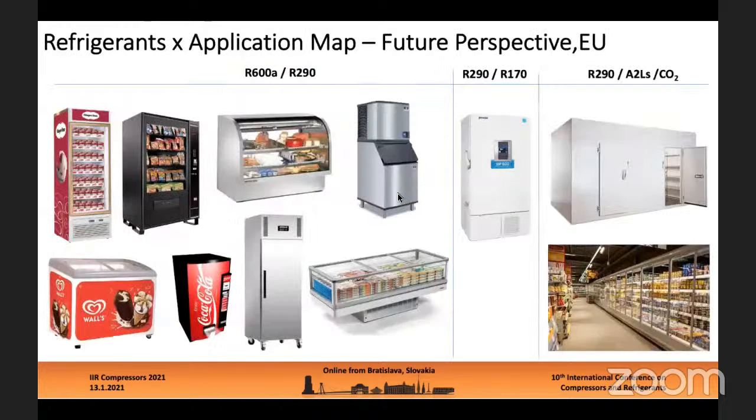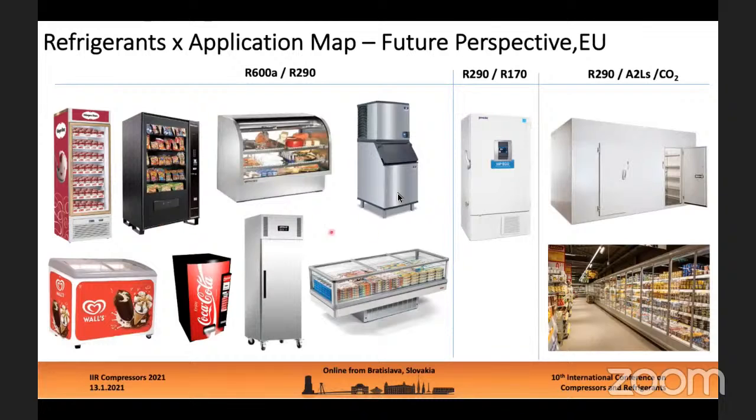Now let's have a look at the near future map of refrigerants for different types of commercial applications. The mainstream of light commercial systems, like chest freezers, bottle coolers, vending machines, professional kitchen equipment, and refrigerated display cabinets, will all use hydrocarbons, so isobutane or propane, with the option of on-off or variable speed compressors.